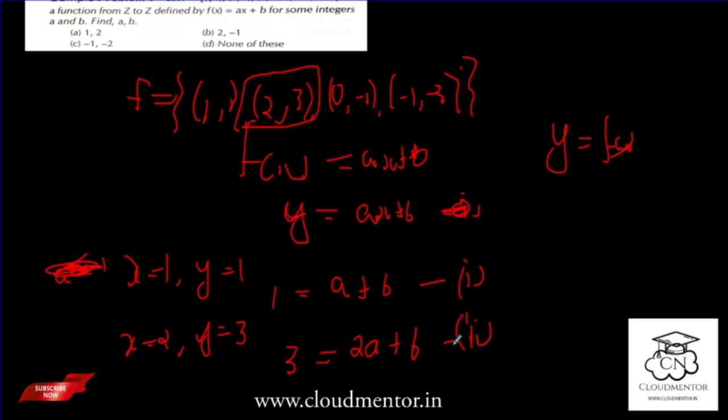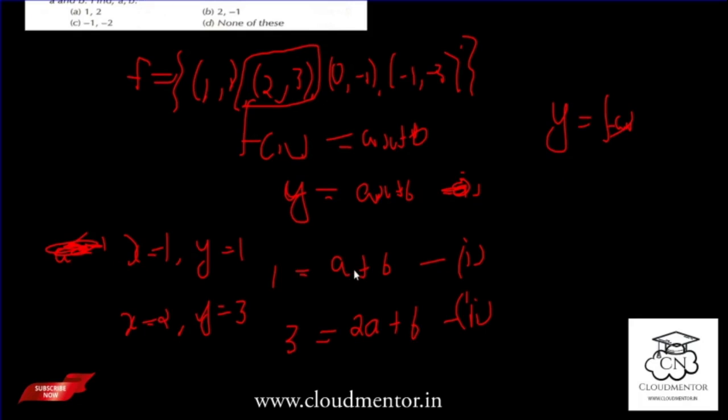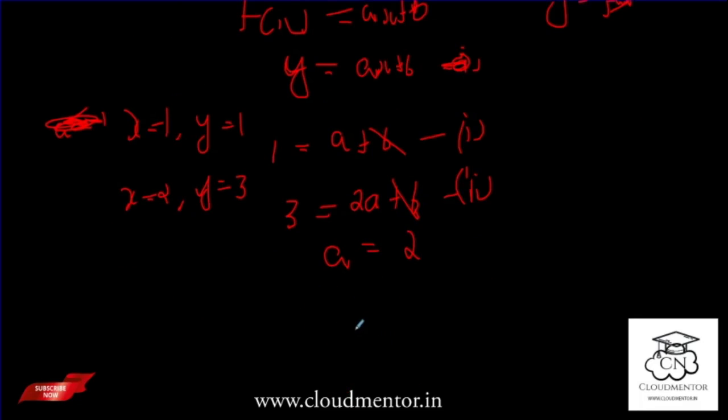So subtracting equation 1 from equation 2, we get a equal to 2. Putting that value of a in equation 1, we get b equal to 1 minus 2, which implies b equal to minus 1. So we got a is equal to 2 and b is equal to minus 1.